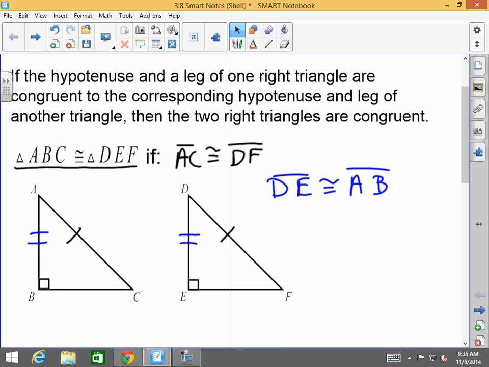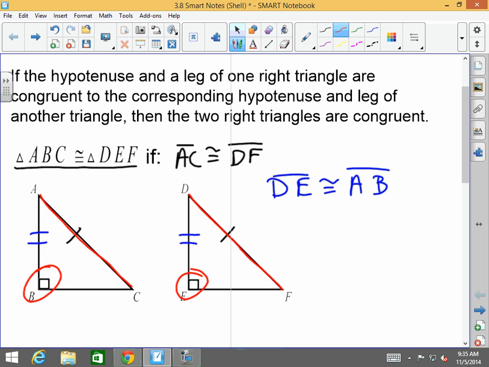Am I involving the angle in this congruency at all? No. This is not side angle side. This is not angle side side. That doesn't exist, and you're right, it doesn't. This is not side side side. This is simply hypotenuse leg. But in order to have a hypotenuse, I must have a right triangle. But the angle is not involved in this postulate.